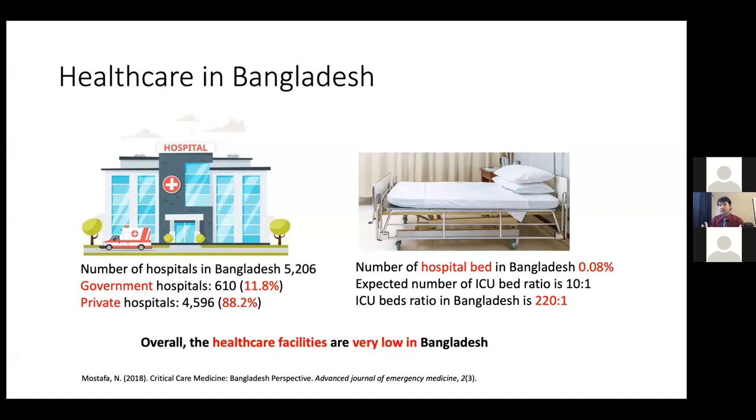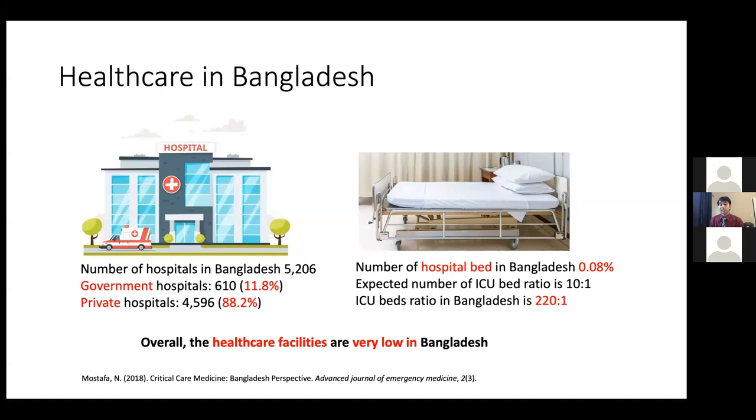You can imagine for 10,000 people, if you have maybe just 80 hospital beds. And if we consider ICU beds, which is a very common vocabulary in pandemic time, the COVID-19 pandemic, the ICU bed expectation is 10:1 for each hospital. If they have 100 regular beds, they should have 10 ICU beds.